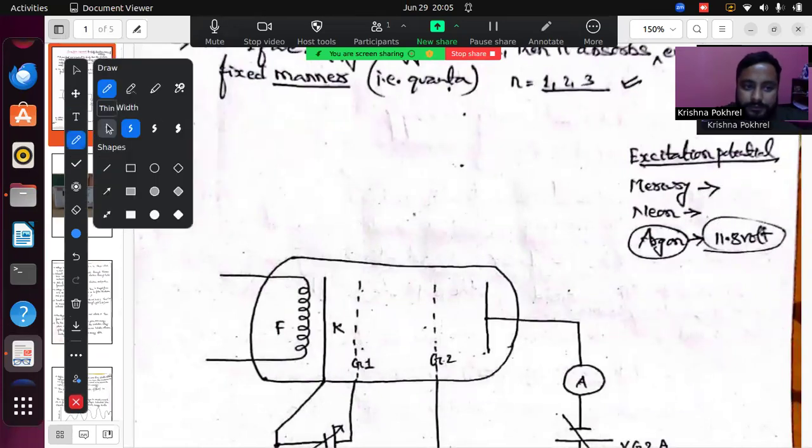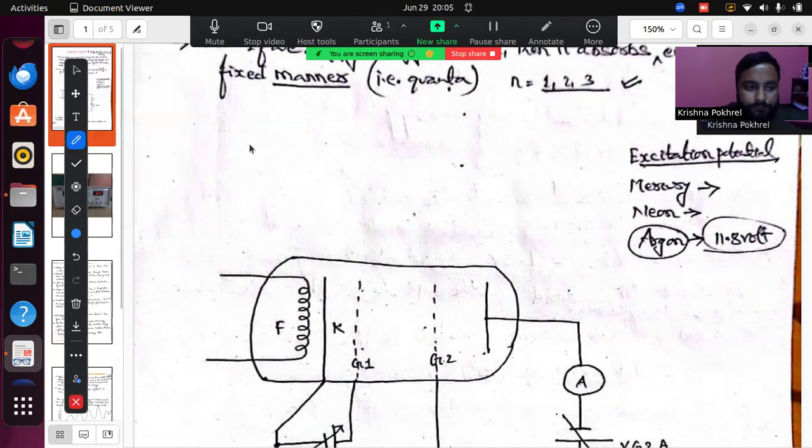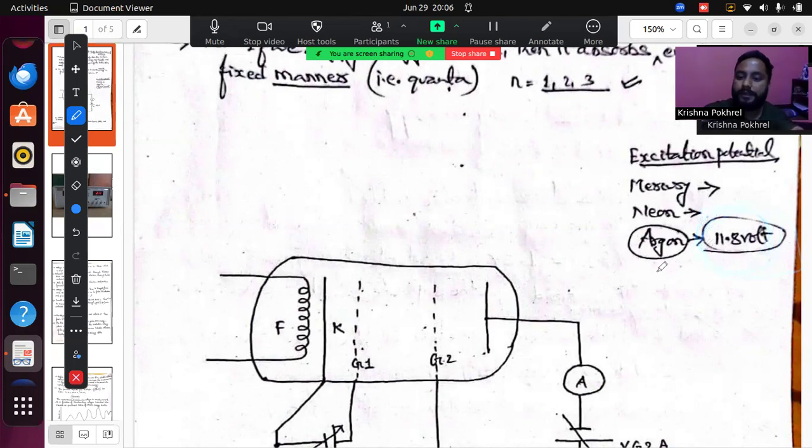Let me pick this once. I have mentioned it over here. The excitation potential of argon is 11.8 volt.